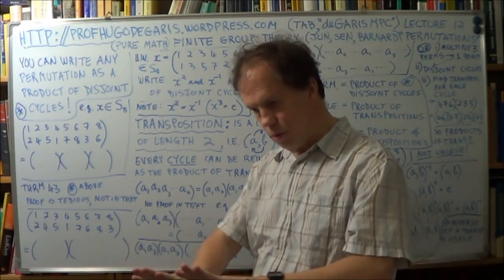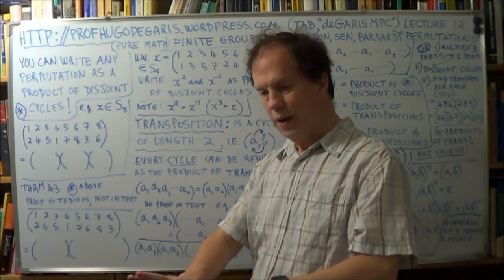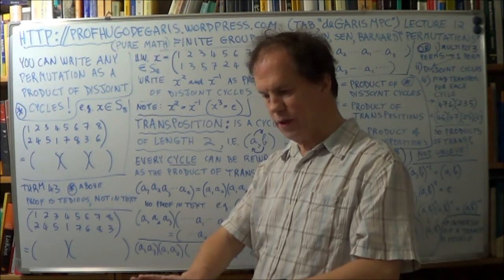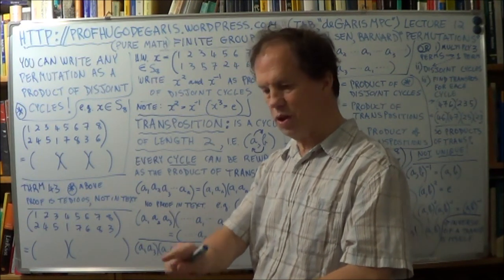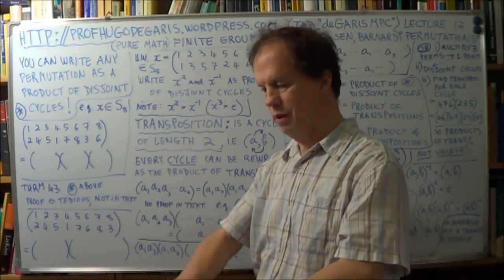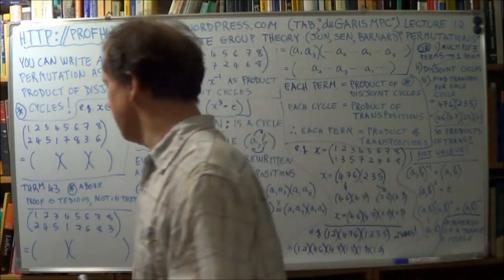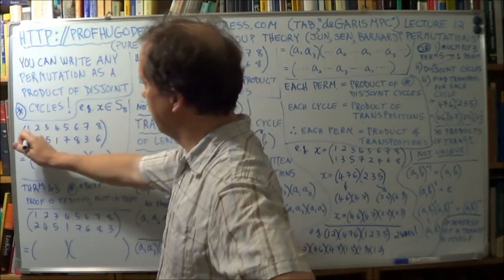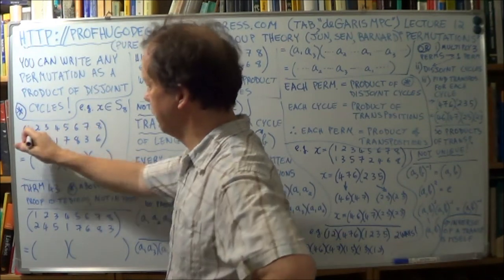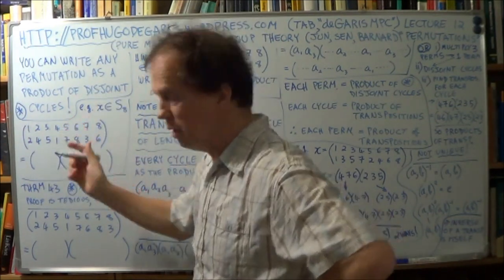Remember, two cycles are disjoint if there's no term in common between the two. There's no integer that's in both cycles. So this is how it's done. Let's start from the right hand side and we'll work through from left to right, and you'll see what I mean in a minute.